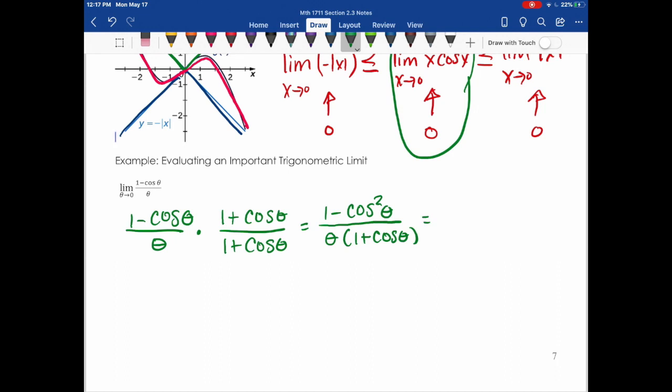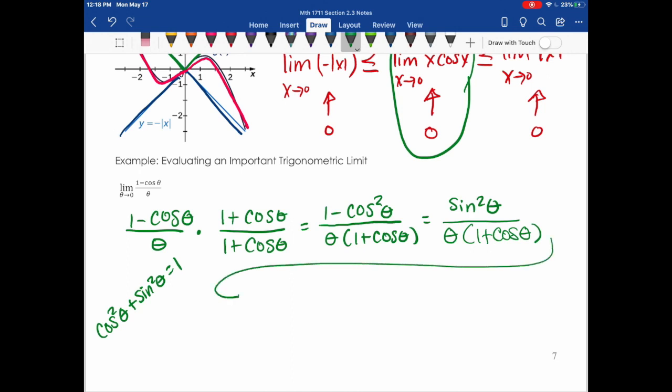Now, if you remember your trig identities, 1 minus cosine squared theta is equivalent to sine squared theta. Let me make a little note down here: cosine squared theta plus sine squared theta is equal to 1. So you can subtract cosine squared theta from both sides, and you get that 1 minus cosine squared theta is equal to sine squared theta. So now that's sine squared theta over theta times 1 plus cosine theta.